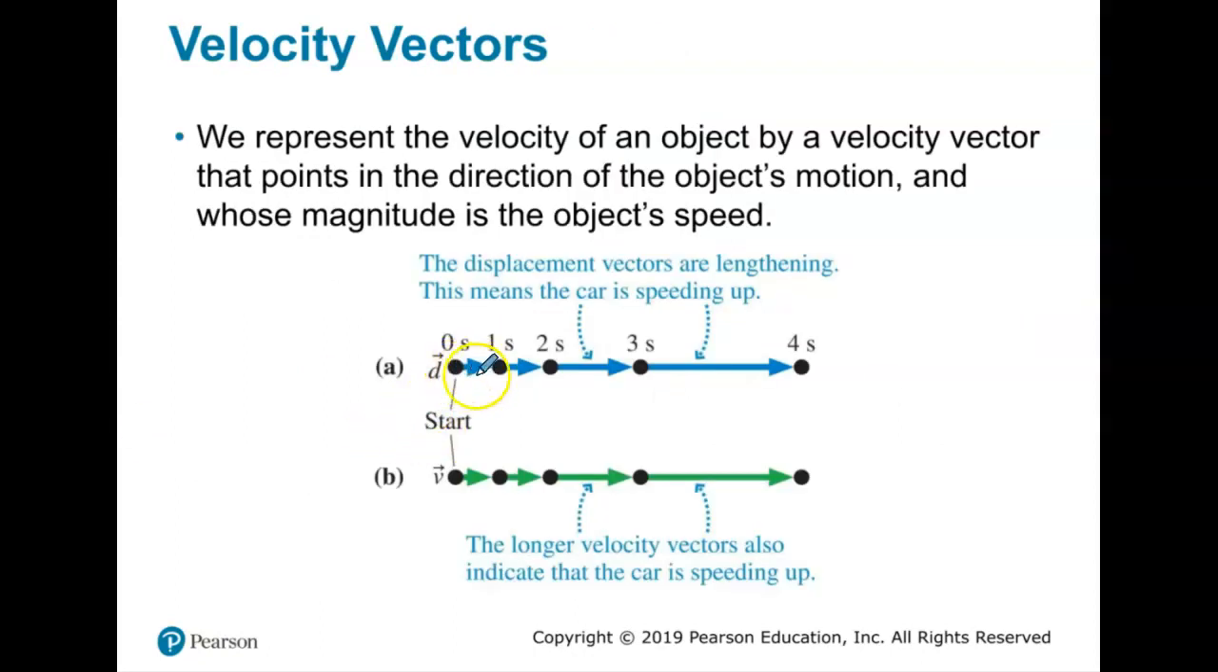Velocity vectors, again, are just arrows that represent a rate of displacement, which is the displacement divided by the time. That's our definition of velocity, and it includes direction. We can look at these two. Longer arrows mean going with a greater velocity.